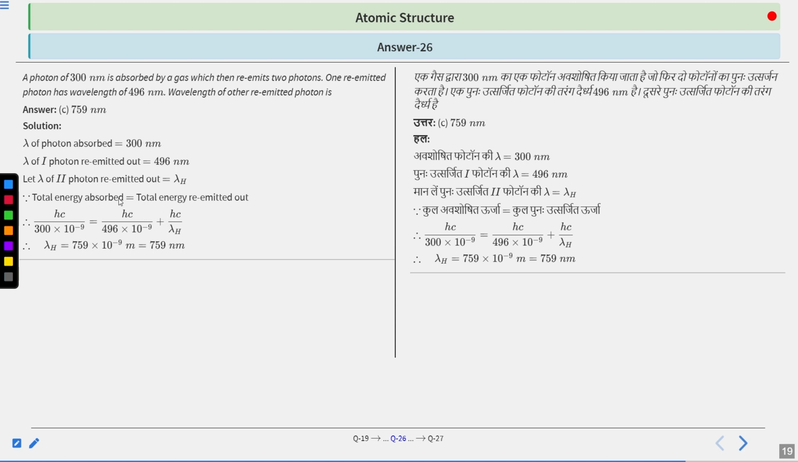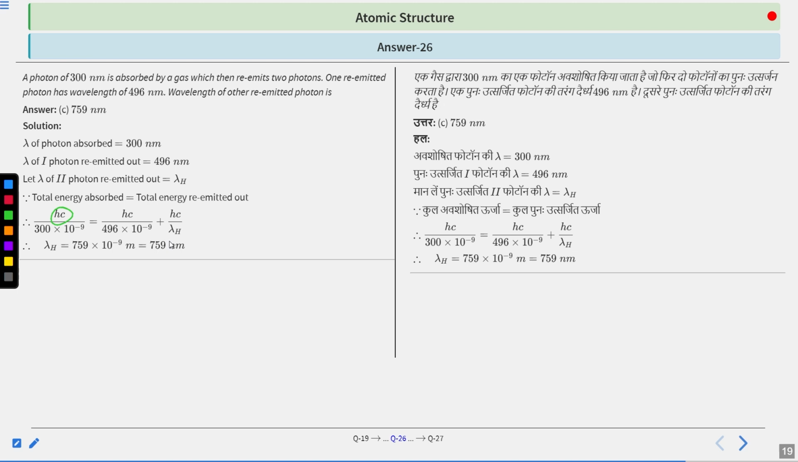Hence, the energy that is absorbed is hc by 300 into 10 to the power minus 9, that is hc by lambda, and it equals hc by lambda of the first photon plus that of the second photon. So your total energy will be the energy of the first photon plus the energy of the second photon, which is the energy that you have radiated the gas with. We have used that simple logic. Hence, for the first photon, your energy will be hc by lambda, where lambda value is 496 nanometer, converted into meter, plus hc by lambda h, where lambda h is the wavelength of the second photon that is re-emitted.